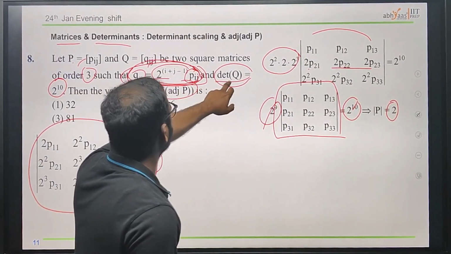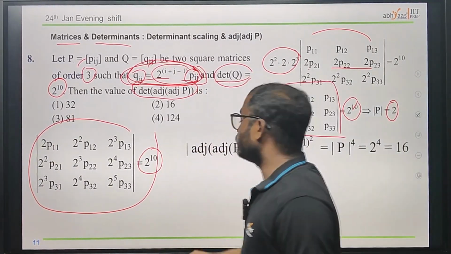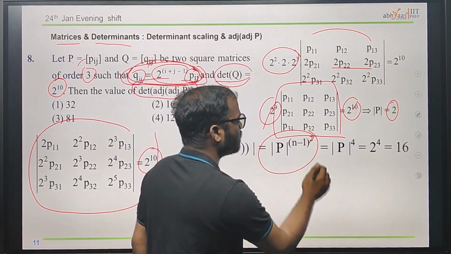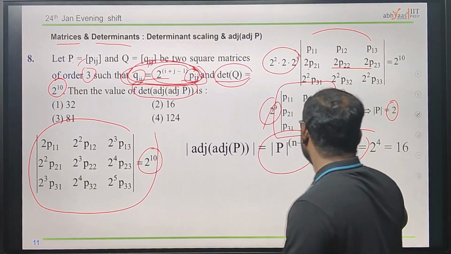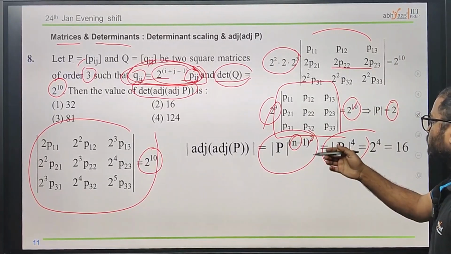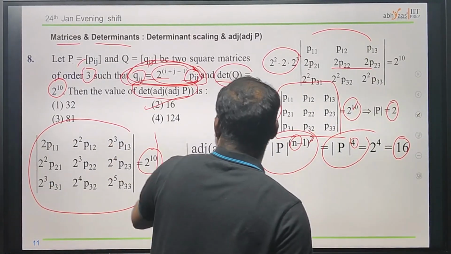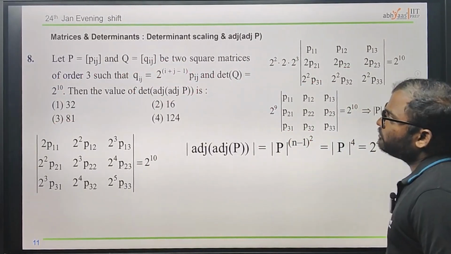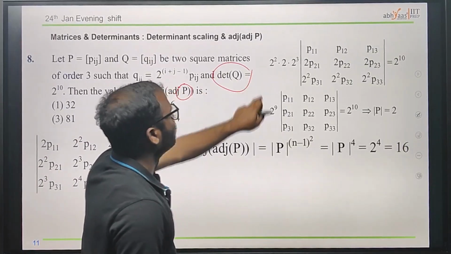Therefore we got the determinant of P. Now we got the determinant of Q. By using this we can solve the adjoint of P, which can be written as the determinant to the power of (n minus 1) whole squared, which is 3 minus 1 whole squared. Since n is 3, that's how we got 4, therefore 16 is our answer. Simple thing. You just need to use this condition to find this determinant. Ultimately, in this question you need to find P by using the determinant of Q.